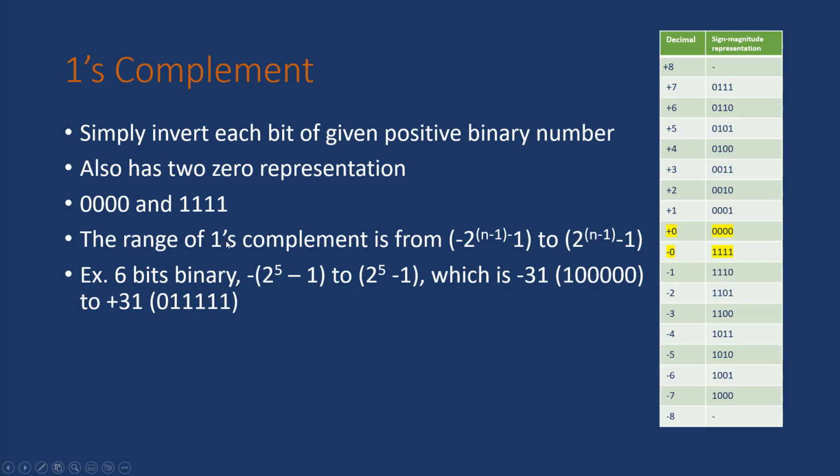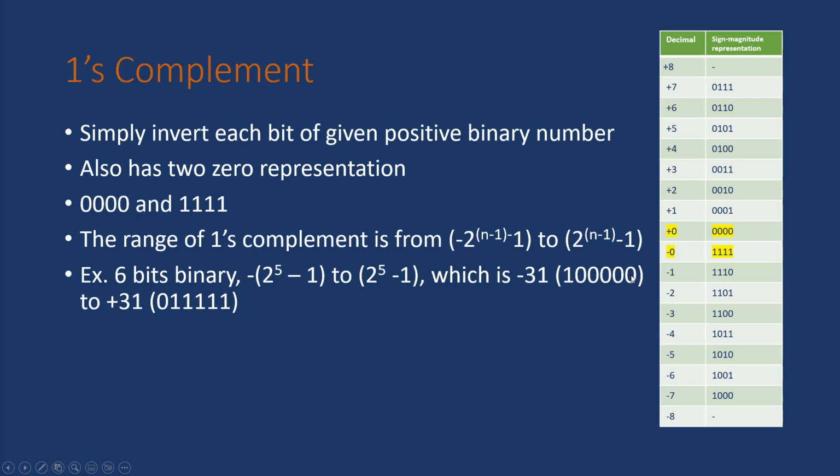The data range of ones complement is going from minus (2 to the power n minus 1, minus 1) to 2 to the power n minus 1, minus 1. Okay, this is the data range for ones complement. Here is an example. If we have 6 bits of binary, then 2 to the power 5 minus 1, which goes to negative 31 and positive 31.